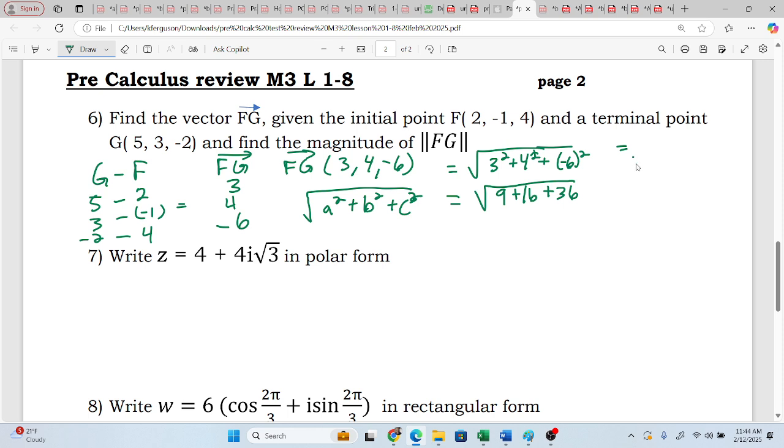So I'm gonna have, what is that? 61. Yep. So that's 25, right? 25 plus 36 is 61. Yep. So it's 61. So the square root of 61 is the magnitude for FG.